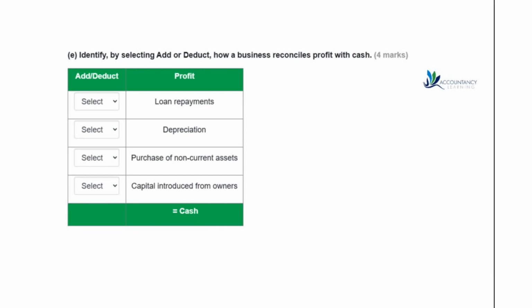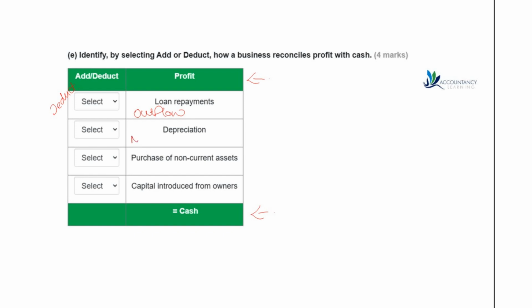Part E, identify by selecting add or deduct how a business reconciles profit with cash. So we're starting with the profit here at the top. And then for each of these, we need to decide whether we would add it or deduct it from profit to then reach cash. So loan repayments. This is going to be an outflow to the business because we need to pay back the loans that we've got. So therefore we would deduct from profit.